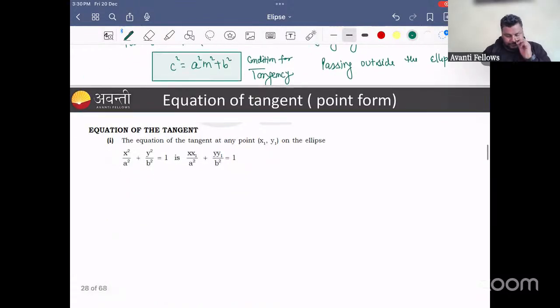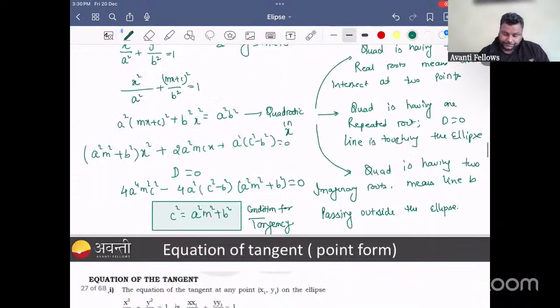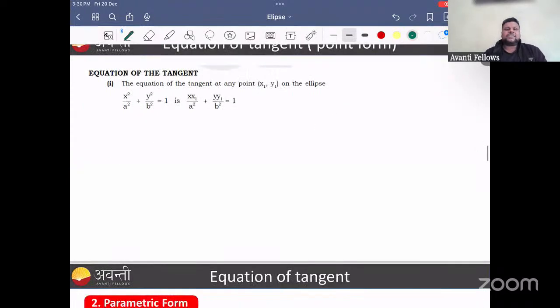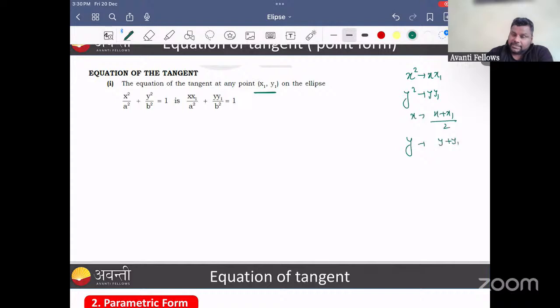Now, let's go with the equation of tangent in various forms. First is very popular, very well known to us. That is the tangent at the point x1, y1. What did I tell you? Whenever we are looking for the tangent at the point x1, y1, simply replace x square as xx1 and y square as yy1. Got it? x as (x plus x1) by 2 and y as (y plus y1) by 2 and the constant as it is.